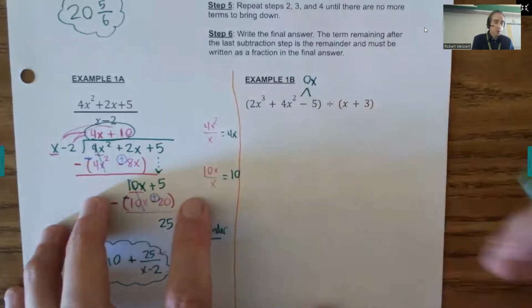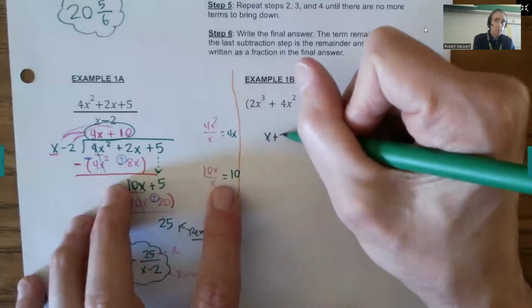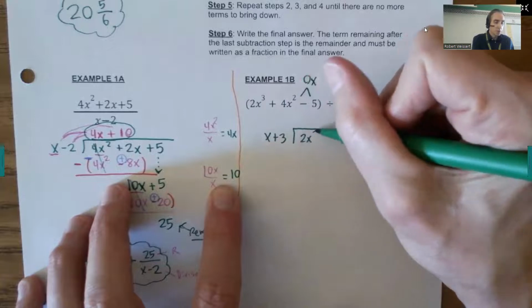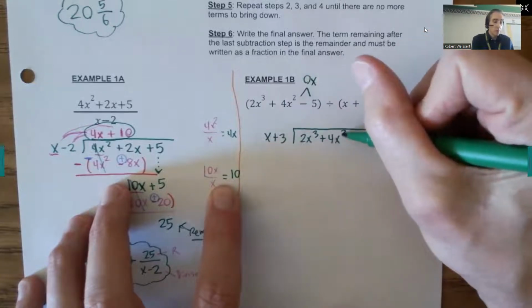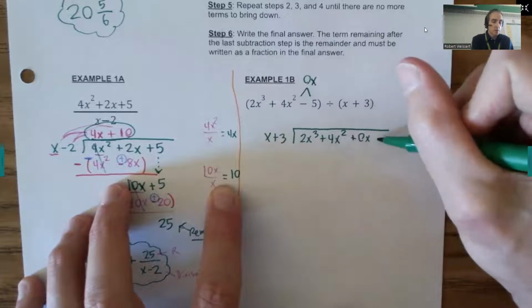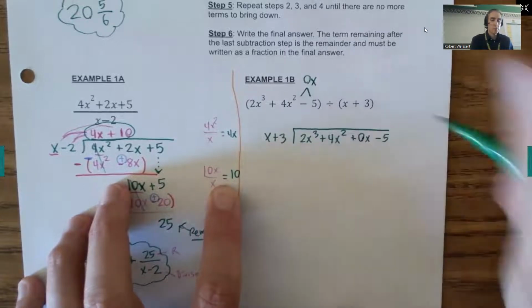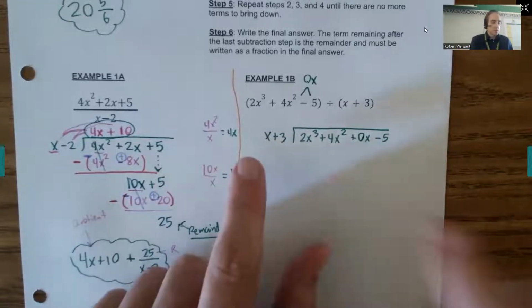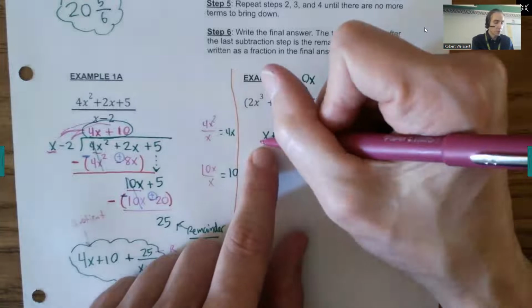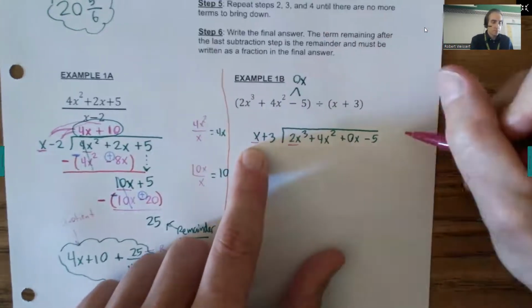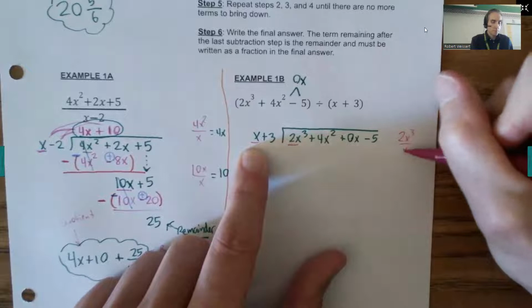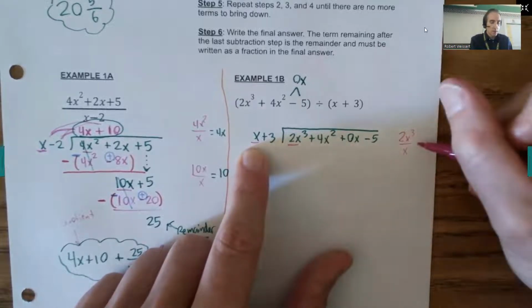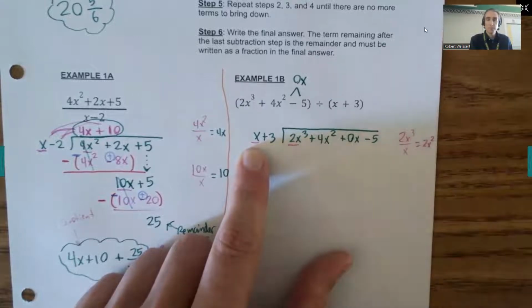So when I set up my house, I'm going to do x plus 3. I'm going to do 2x cubed plus 4x squared. I'm going to do 0x minus 5. That part's important. All right, let's do a little division. So you want to take your first terms and divide those out. Well, what do you get when you divide those? You get 2x cubed divided by x. That's going to be 2x squared.